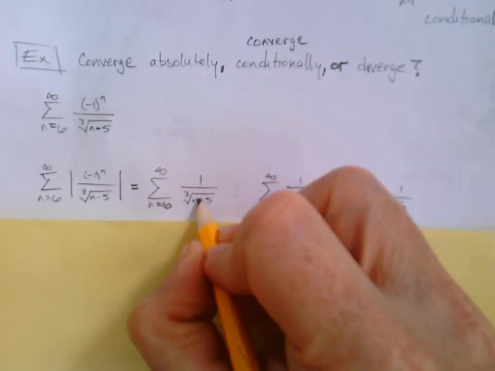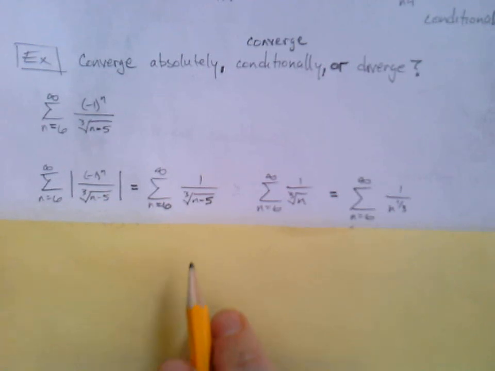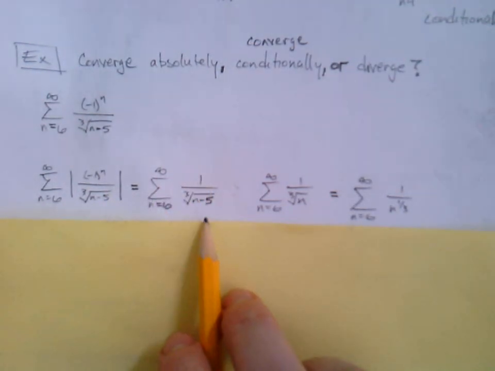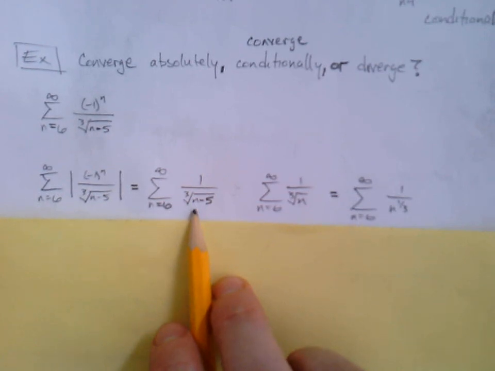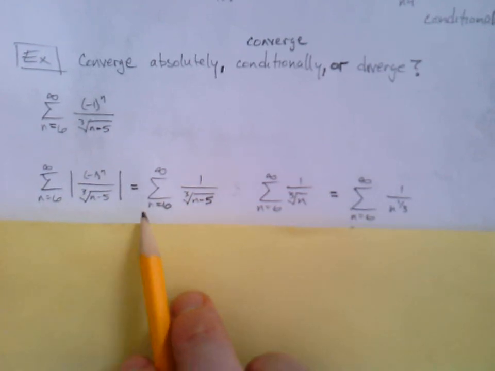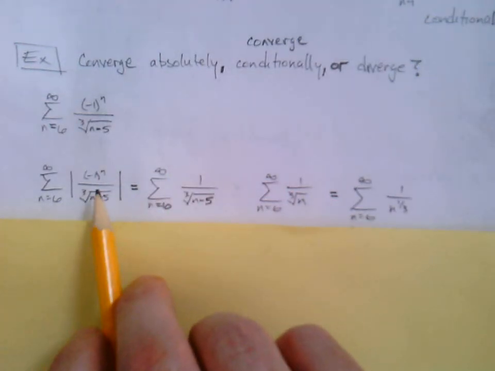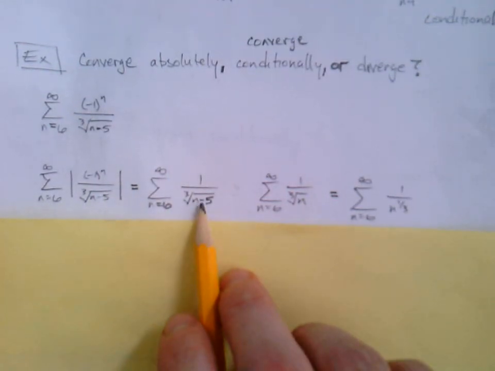Now any test we think might apply here, we're going to go for it, and we're going to see, after taking the absolute value, does it converge or diverge? If it converges, then we're done. We've converged absolutely. If this diverges, then we're not sure, and we're going to have to look further.